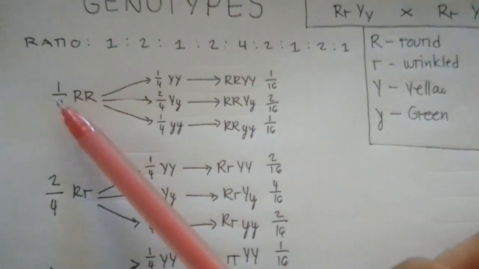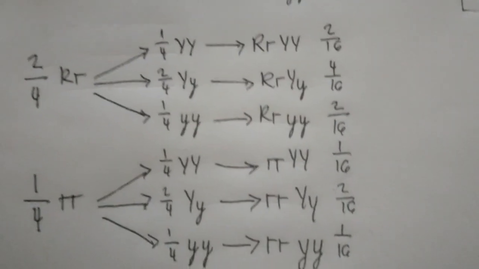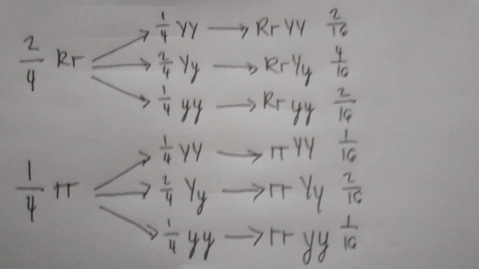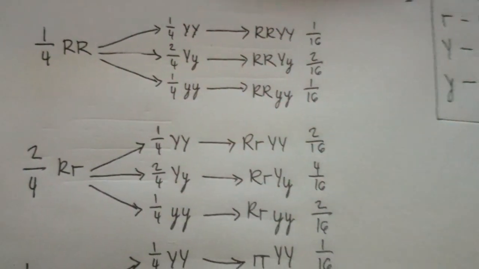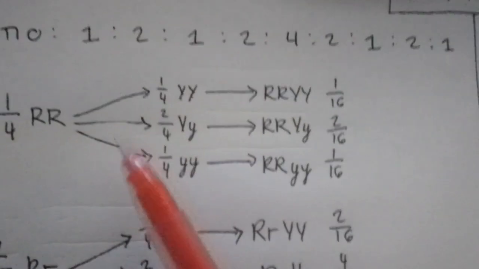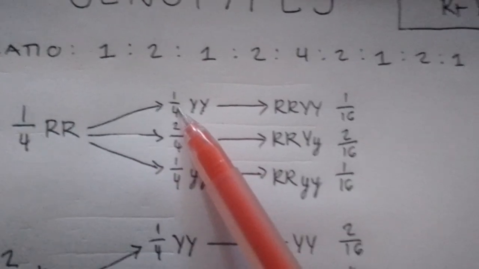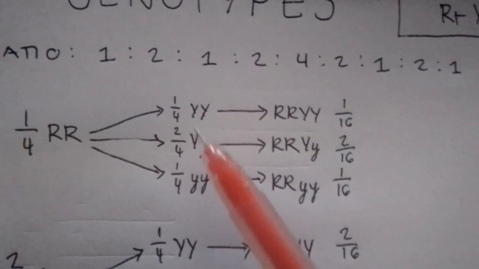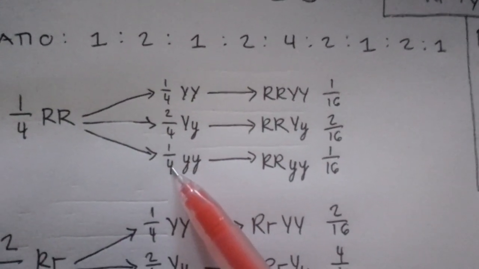So here, we look for the genotype. 1/4 is homozygous dominant. First is the shape: 2/4 heterozygous dominant, 1/4 homozygous recessive. And the color is the same. So here, we start: 1/4 homozygous dominant, pair it with the color, 1/4 homozygous dominant. 2/4 heterozygous dominant, 1/4 homozygous recessive.